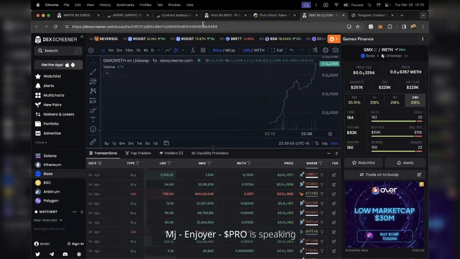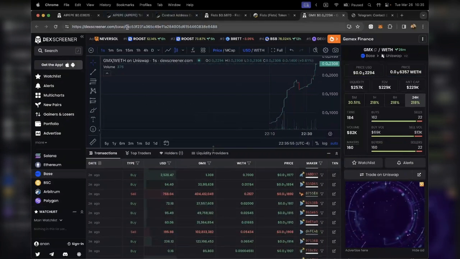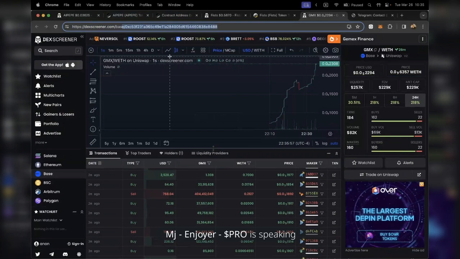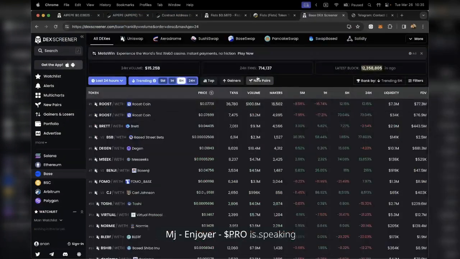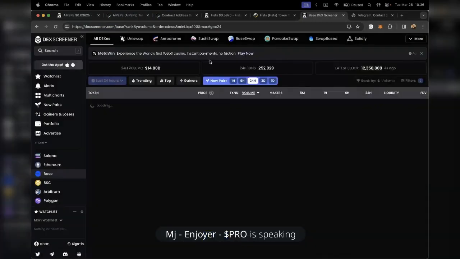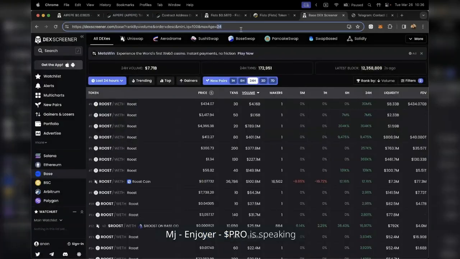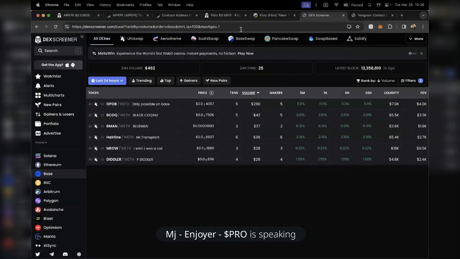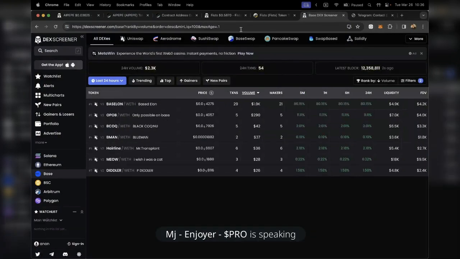All right, let's head back to base. Sorted by new pairs. Had the $100 filter. And change the max age to 0.1 hours for the last few minutes. Okay, great. So these are all new. 29 transactions, 21 makers, based Elon. A basic name like based Elon probably isn't going to do anything. People need to be more clever than that.